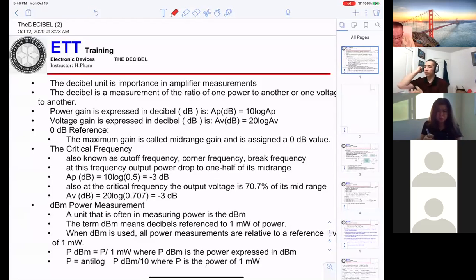dBm power measurement. The unit we often use in measuring power is the dBm. The dBm means decibel referenced to 1 milliwatt of power. When dBm is used, all power measurements are relative to the reference of 1 milliwatt. Anything to calculate that, I don't care.